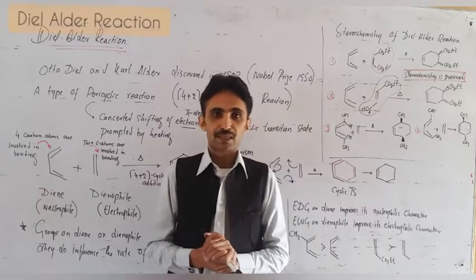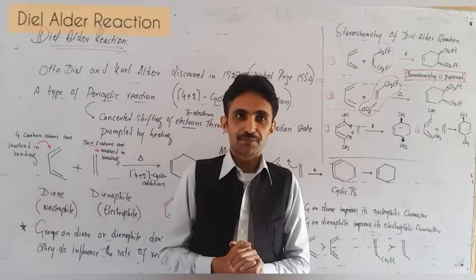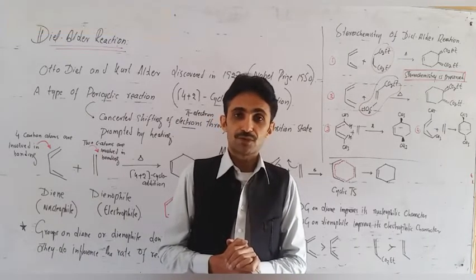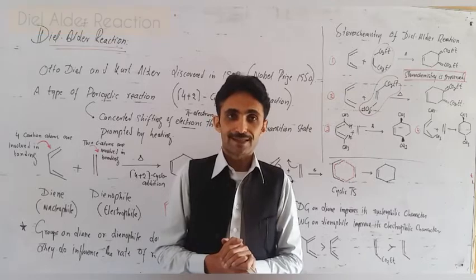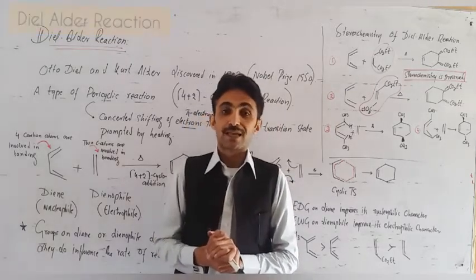Today we are going to discuss the Diels-Alder reaction, which is a continuation of pericyclic reactions. It's one of the most important reactions in organic synthesis. Basically, it's a type of 4+2 cycloaddition reaction.